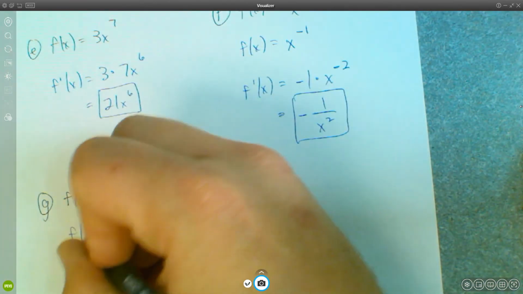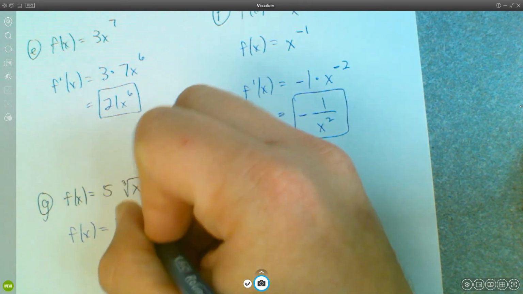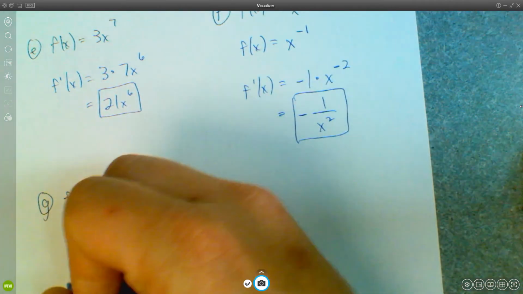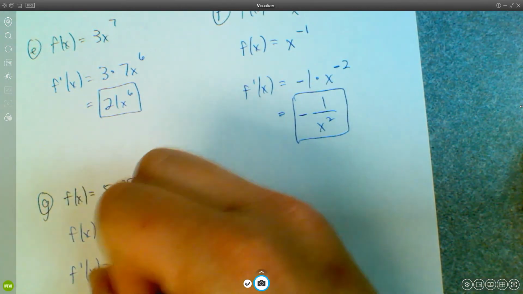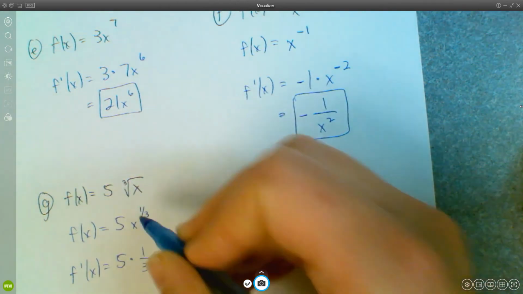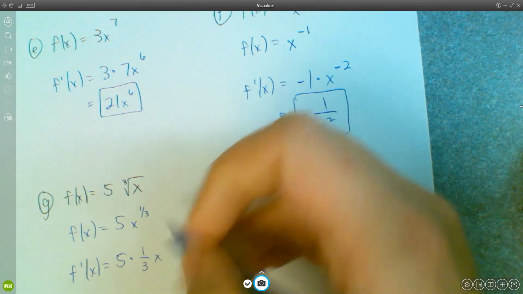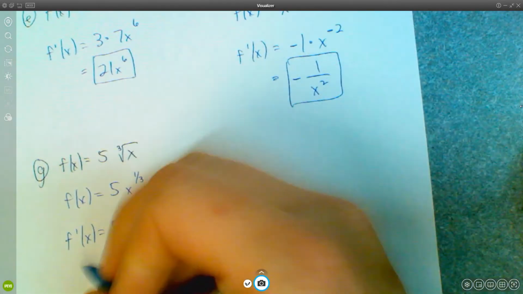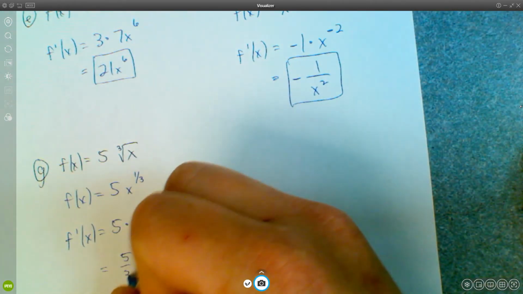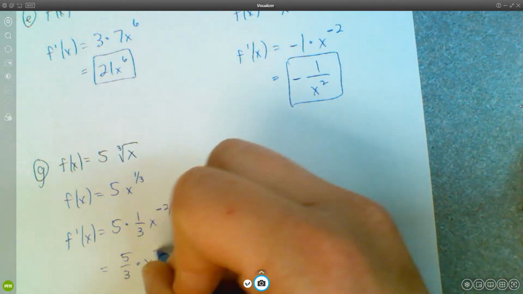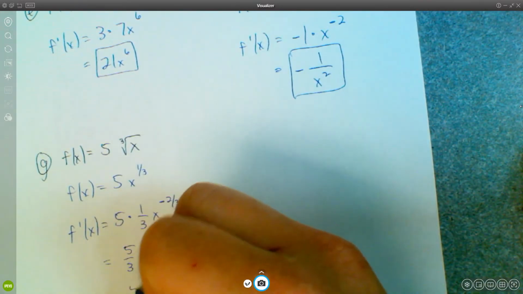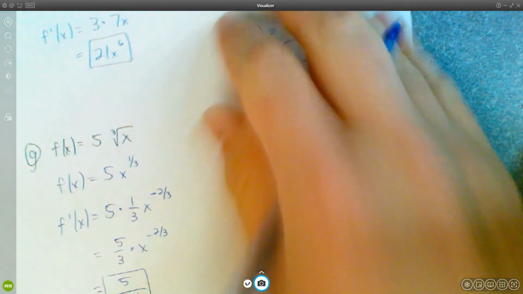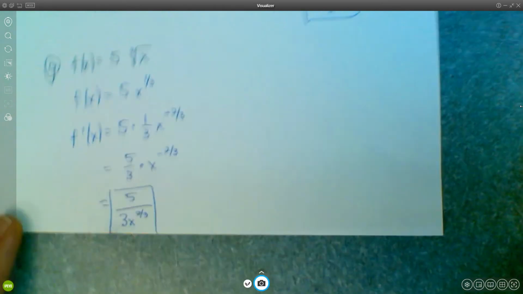We can say f of x is 5 times x to the 1/3 power, right? Remember, the cube root is the same thing as x to the 1/3. So then f prime of x is going to be 5 times 1/3 x to the 1/3 minus 1. That would be negative 2/3, right? So that's 5/3 times x to the negative 2/3, or if you like, you can call it 5 over 3x to the 2/3 power. That's how I like it. That's how I prefer it. I think it looks better that way.